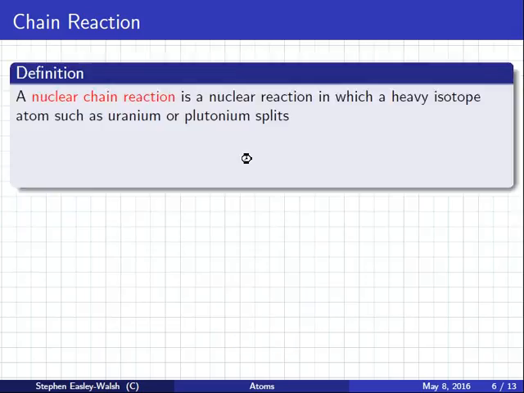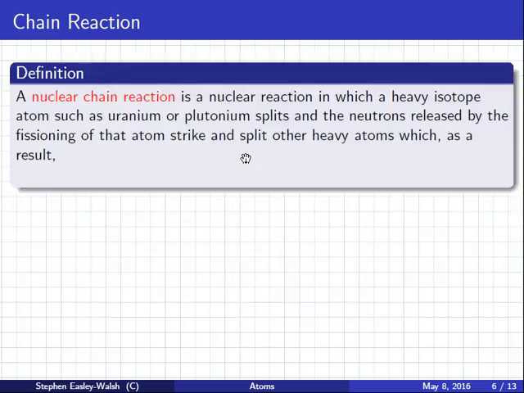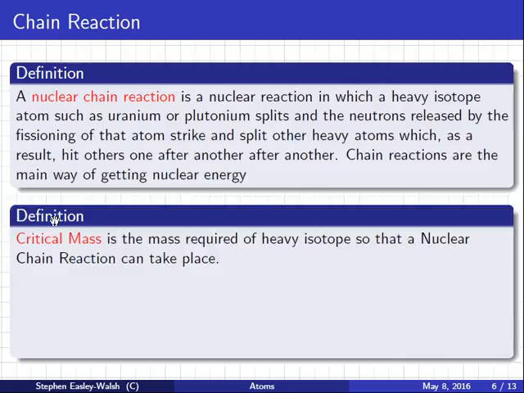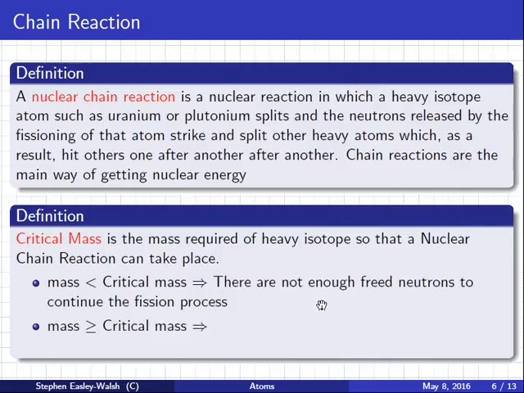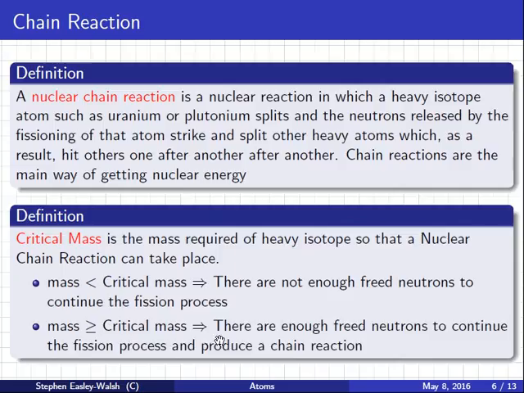So this gives us an idea that we need a minimum amount of uranium for this to work. And this is called the critical mass. It's how much you need so that the reaction can take place. It's the minimum amount. If the mass is less than the critical mass, then there's not enough freed neutrons to continue the fission process. If the mass is greater than or equal to the critical mass, then there are enough freed neutrons to continue the process.